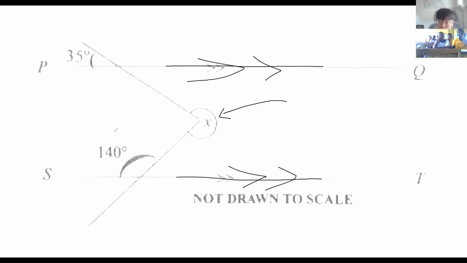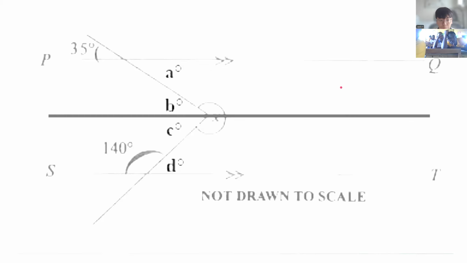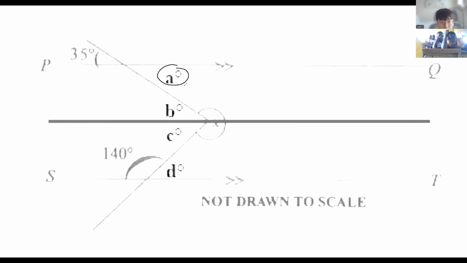There are a few ways to solve this problem. So if we divide up like this, we can solve for the angles, right? So we're looking at some properties of angles. So how do we find this angle A? Do we know the angle A?